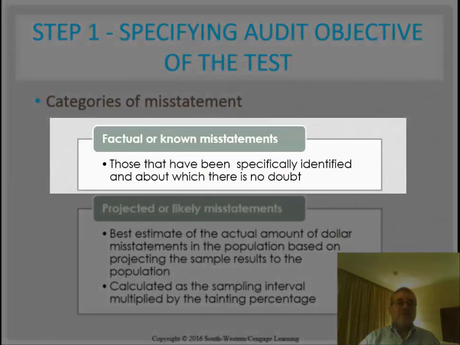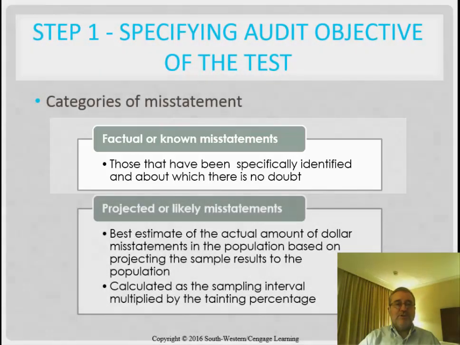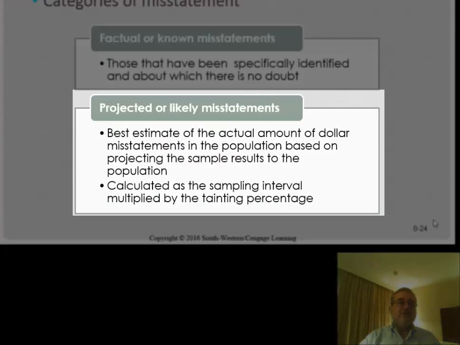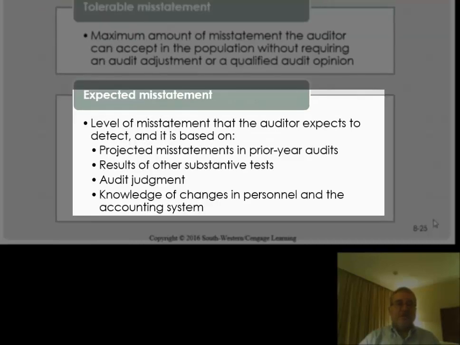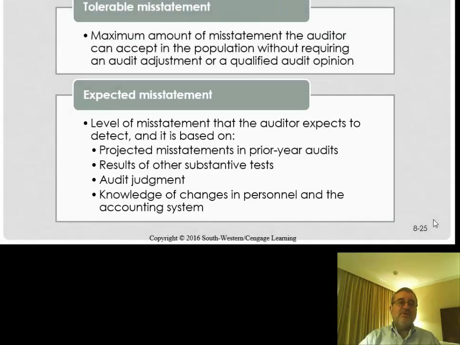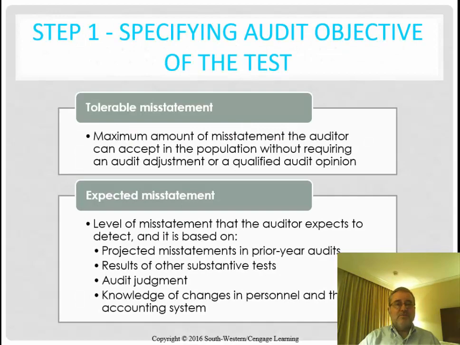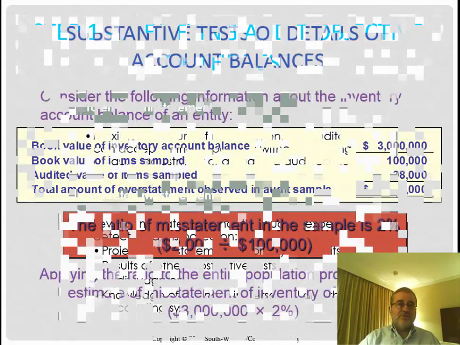In step one, we identify what are factual or known misstatements, those that have been specifically identified and about which there is no doubt. Projected or likely misstatements, these are based upon our best estimate and is calculated as a sampling interval multiplied by the tainted percentage. Tolerable misstatement and expected misstatement, very similar to what we identified in our last lecture.